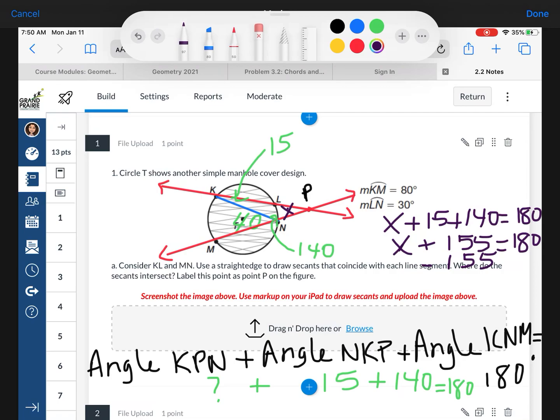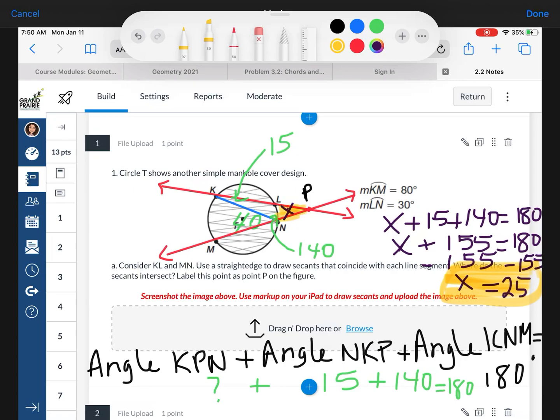Let me subtract 155 from both sides here. And so our answer is going to be what? So what's 180 minus 155? Should give you 25. So the measure of this angle right here is 25 degrees.